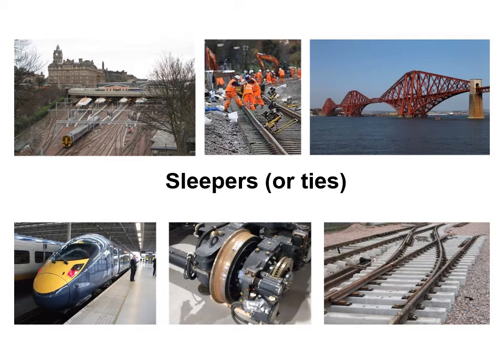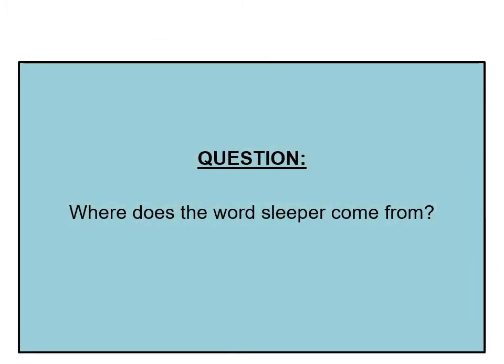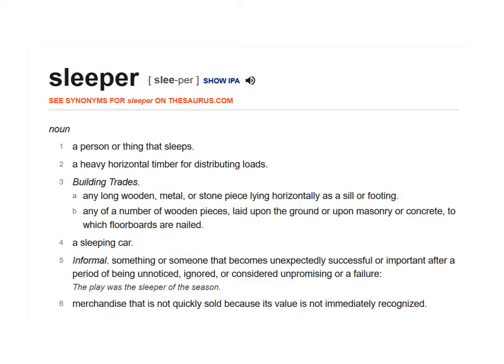So let's now have a look at sleepers. These are sometimes referred to as ties because they tie the rails together to maintain gauge. So where does the word sleeper come from? The term sleeper comes from the description of a horizontal timber used for distributing loads.